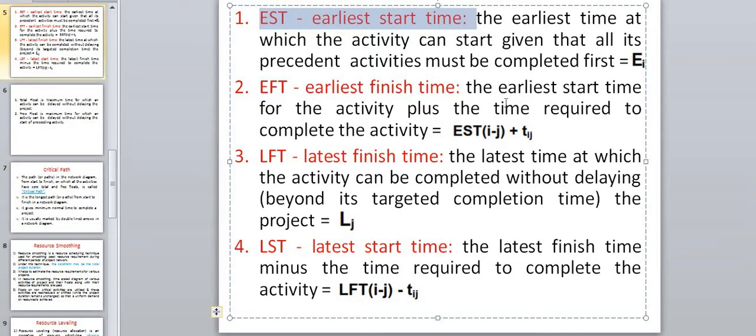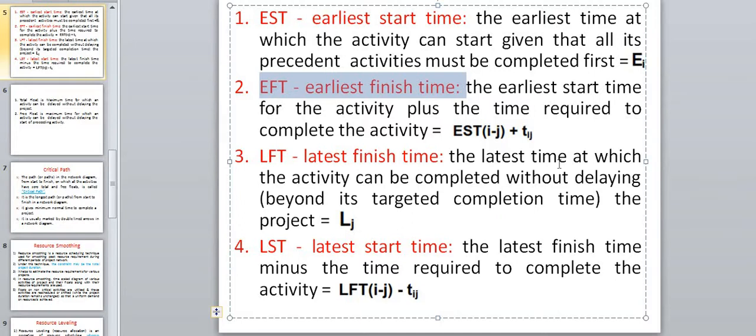What is earliest finish time? The earliest finish time is nothing but the earliest start time for the activity plus the time required. Okay? When the time is added to the earliest starting time, that is nothing but the earliest finish time. So what is serial number 2? Serial number 2 is nothing but the earliest finish time. We have to calculate the earliest finish time. So what is the earliest finish time? The earliest start time for the activity plus the time required to complete the activity. So when the duration required is added to the earliest starting time, we will get the earliest finish time.